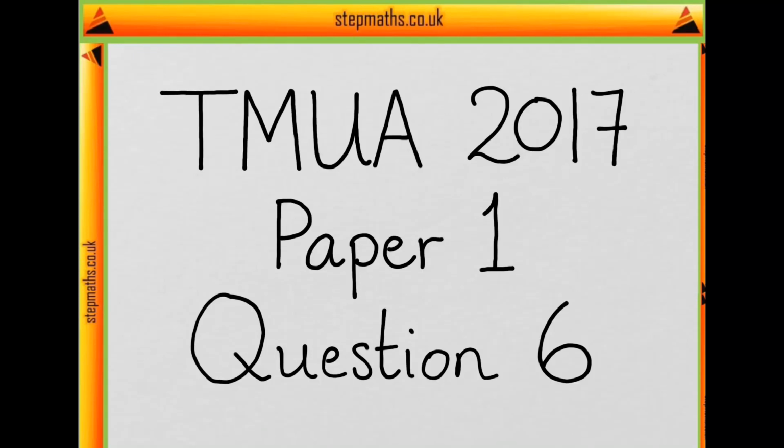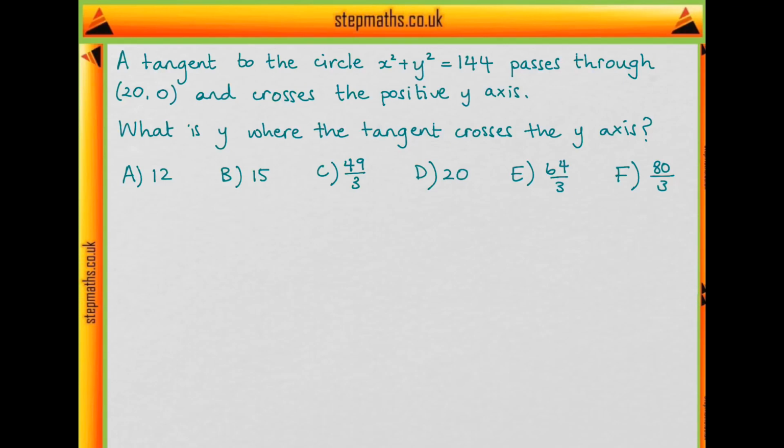Hello, this is question 6 on paper 1 of TMUA 2017. So we're told that a particular tangent of this circle passes through this point (20, 0) and also crosses the positive y-axis. And we want to know where this tangent crosses the y-axis.